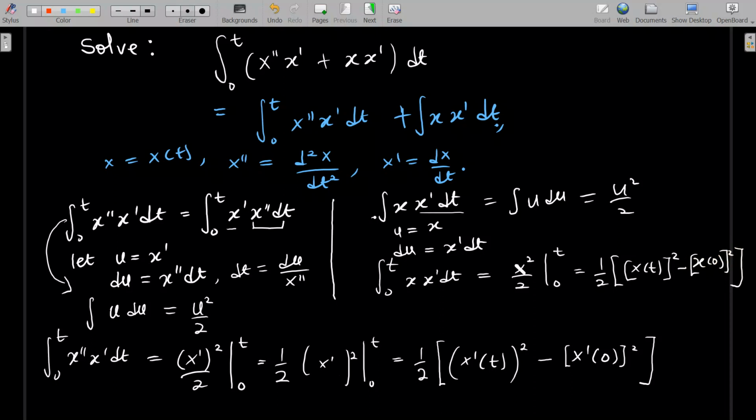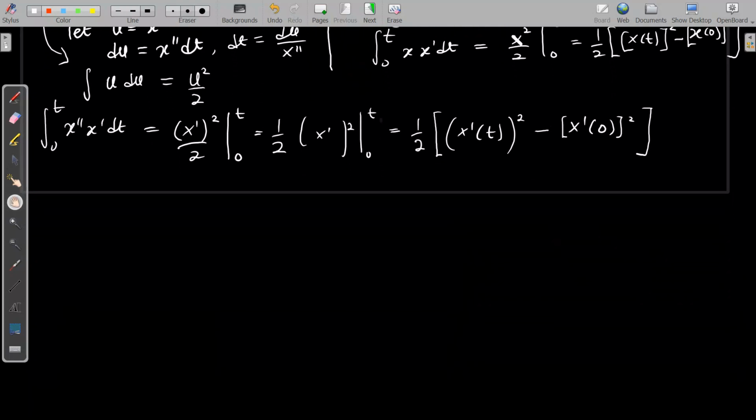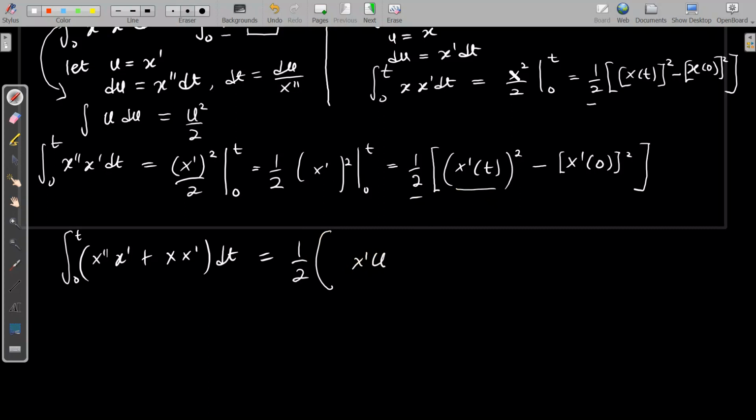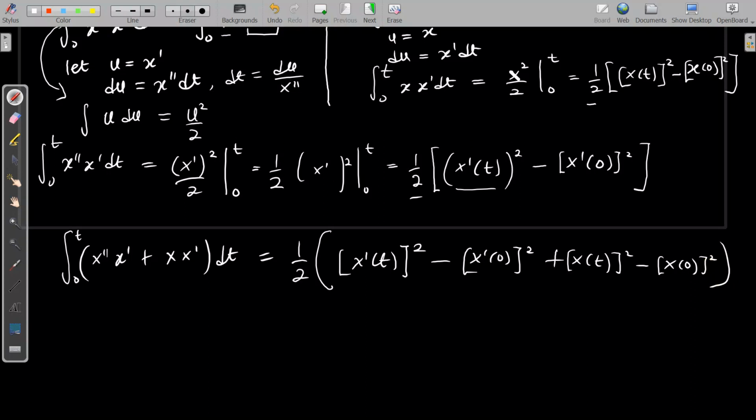Okay, so the final solution to everything, which I'm going to write at the latter part of this whole thing, is that the antiderivative from 0 to t of x prime prime x prime plus x prime dt should be equal to 1/2, because this also has 1/2, this has 1/2, so I'm going to pull it out. Then this guy is x prime of t, and then you square it, minus x prime of 0, you square that, plus x of t, you square that, minus x of 0, and you square that. The problem with this question is that you should not assume that x prime of 0 is 0 or x of 0 is 0. You don't know x of t yet, so you cannot just assume that.